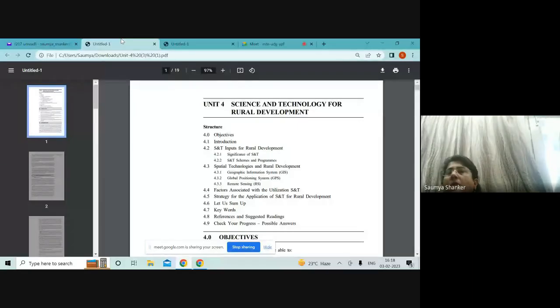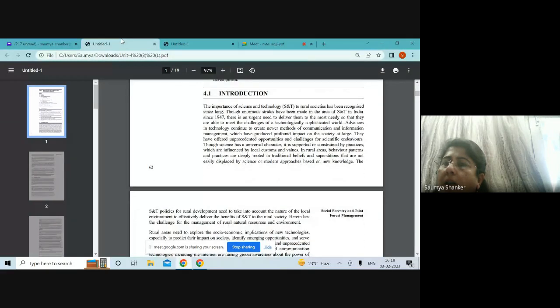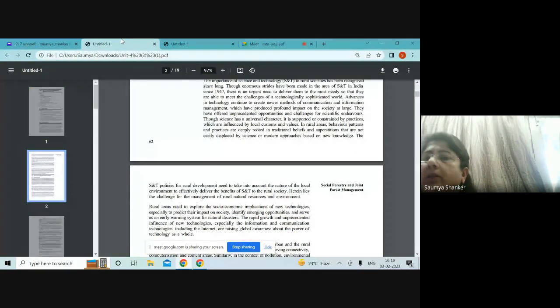Okay, now this unit talks about science and technology and its usage in the rural areas and for rural development. We all understand that science and technology play a very important role in our day-to-day lives. And even at the village level, it has an important role to play in their development, in their socio-economic development, in their agricultural development, in the development of their livelihood activities.